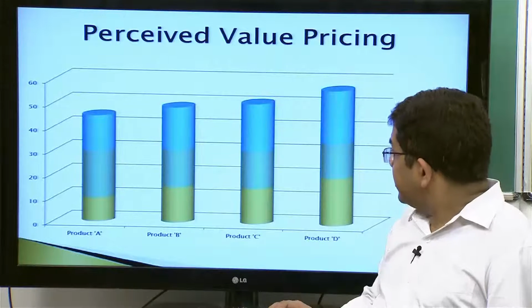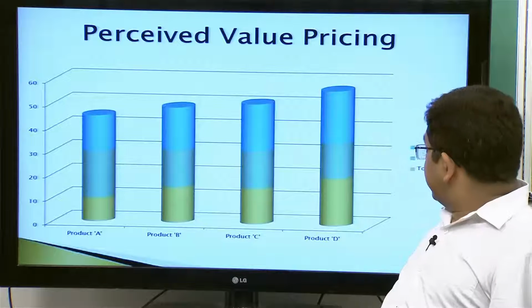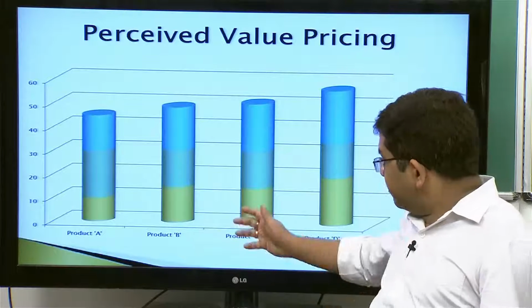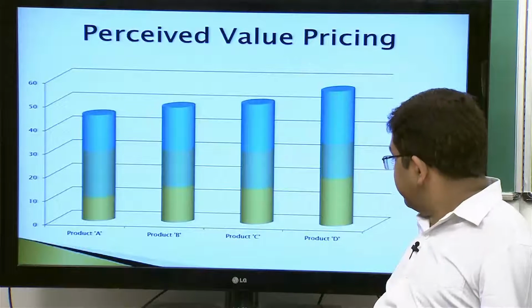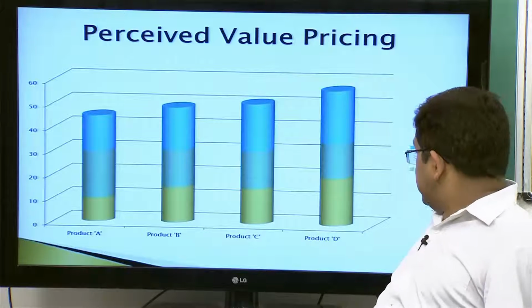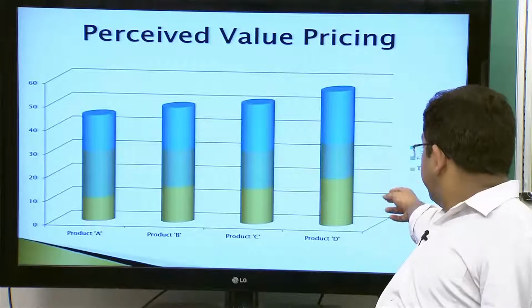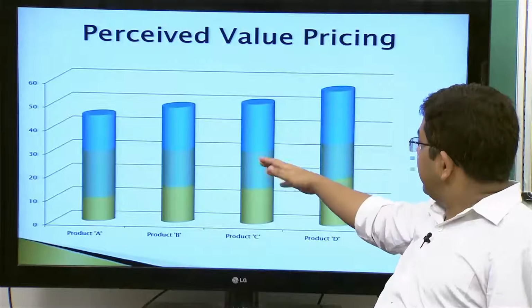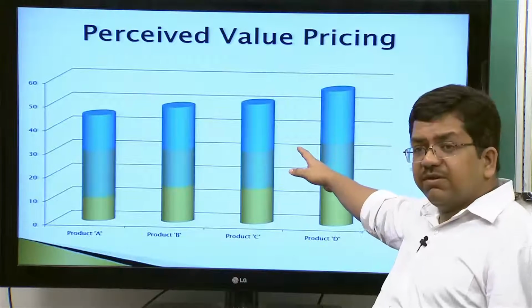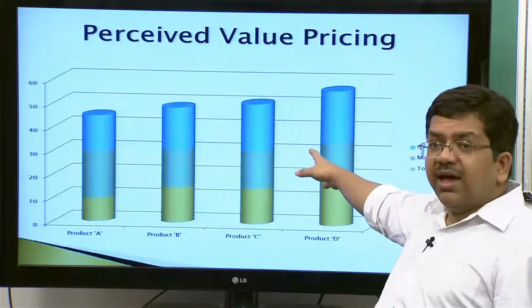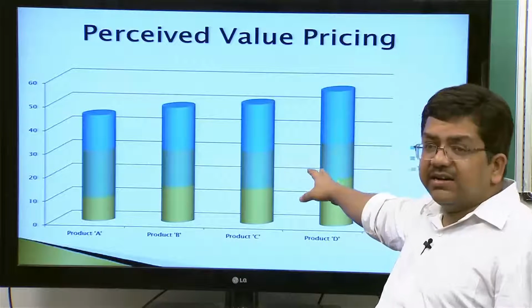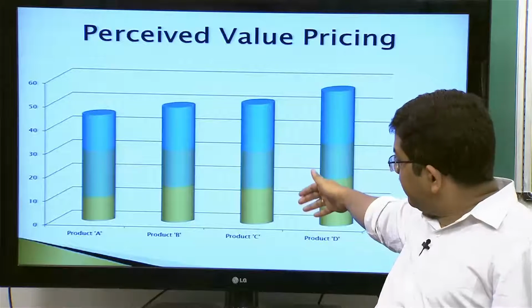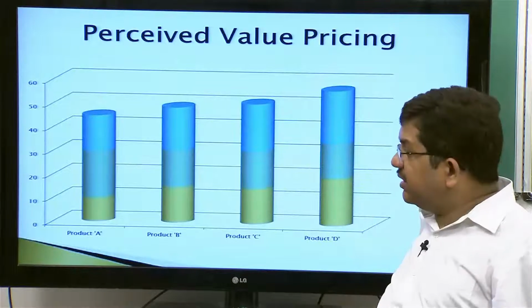For example, you see there are 4 different brands of automobiles here: product A, product B, product C and product D. They provide different levels of 3 different benefits: top speed, mileage and comfort. Each one of them is different in terms of the value that they cater, and since the value is different, the pricing should be according to the value being delivered to the customer.